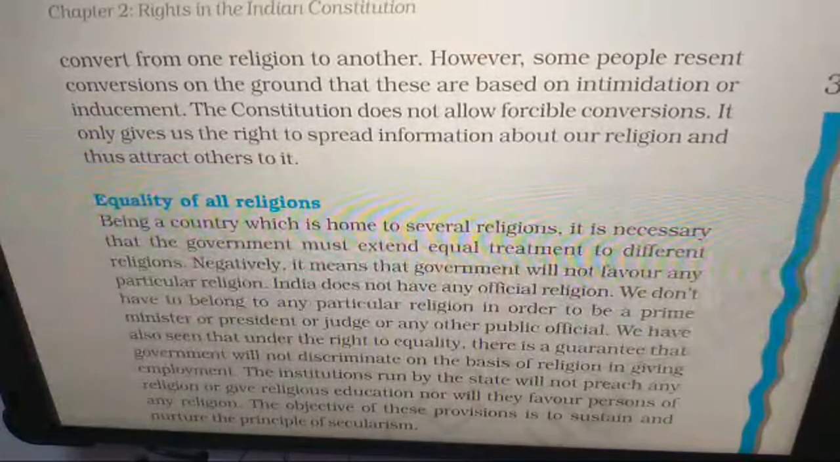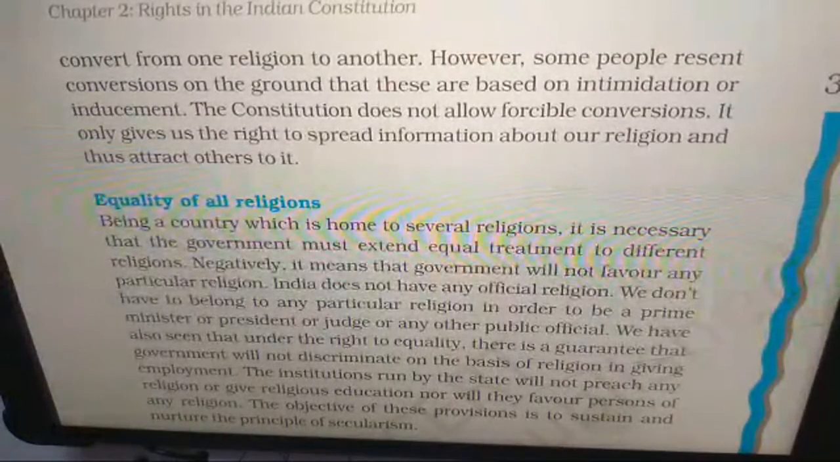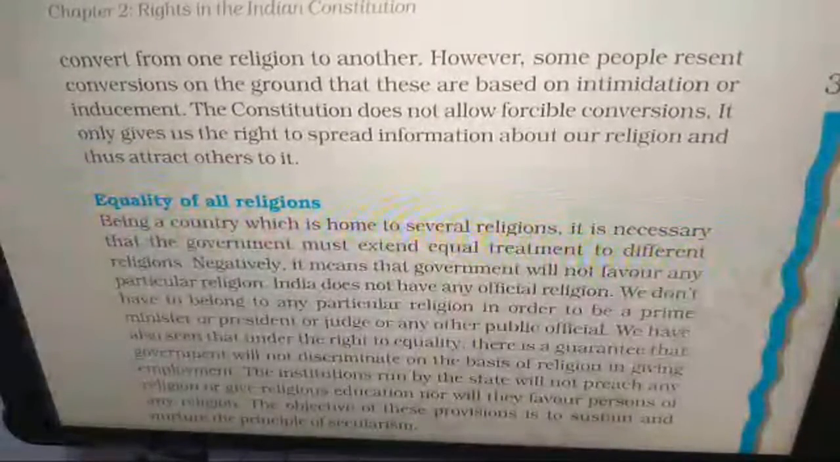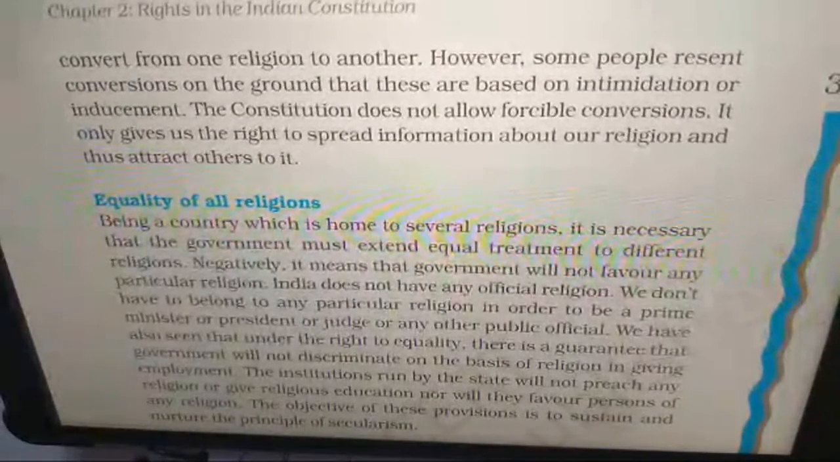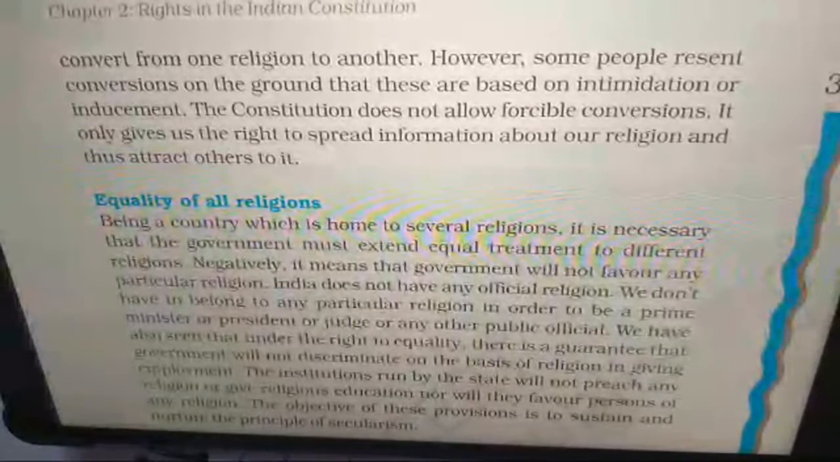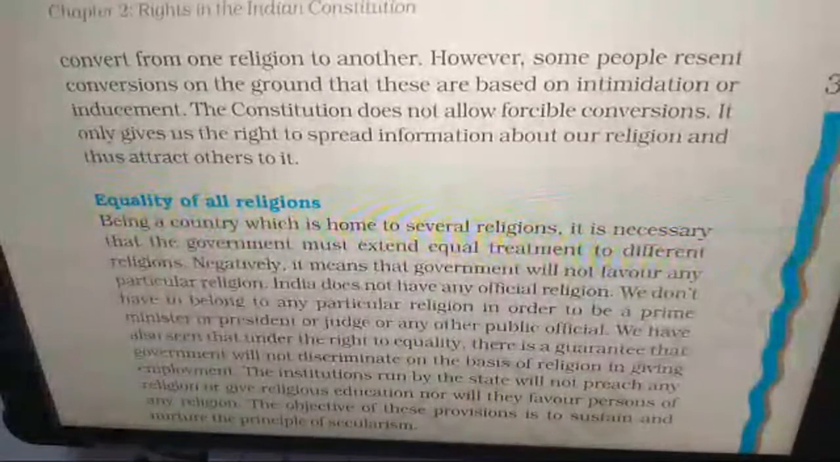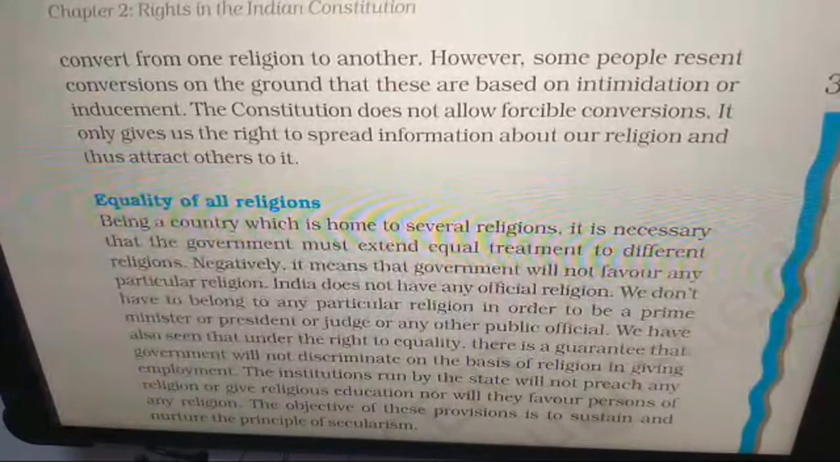Equality of all religions. Being a country which is home to several religions, it is necessary that the government must extend equal treatment to different religions. Negatively, it means that government will not favor any particular religion. India does not have any official religion. We don't have to belong to any particular religion in order to be a prime minister or president or judge or any other public official.